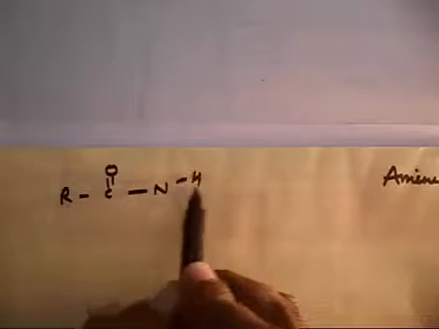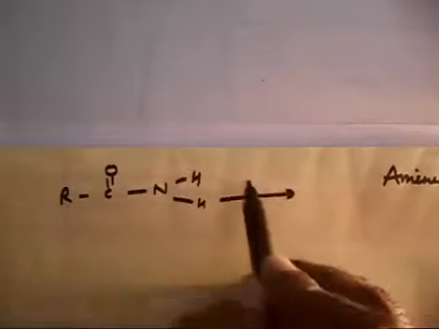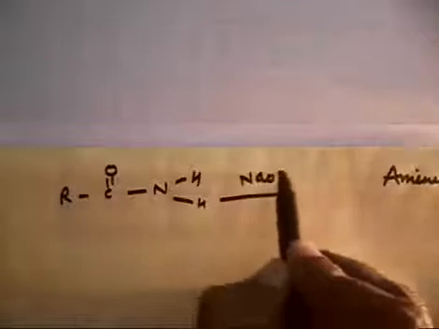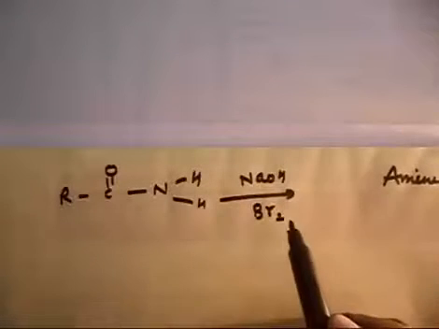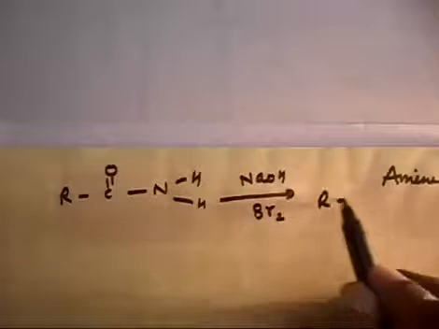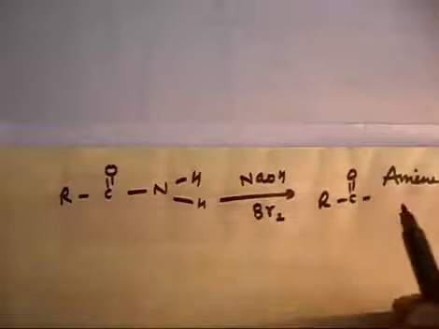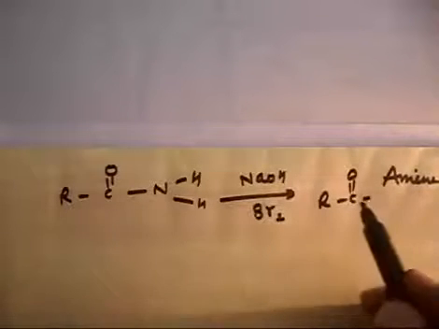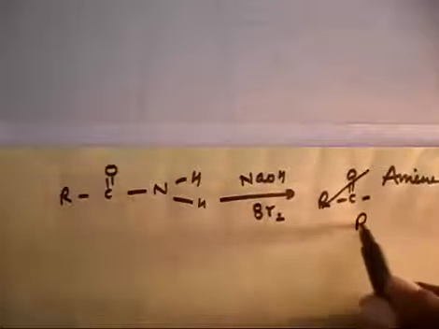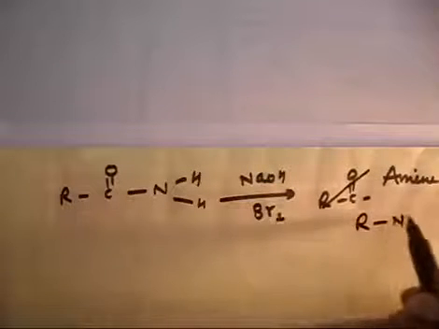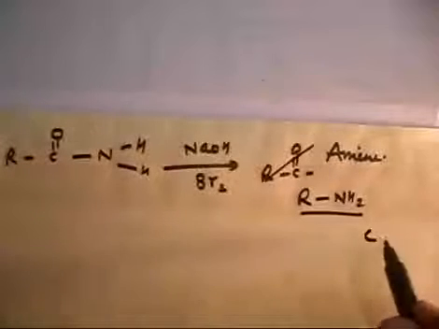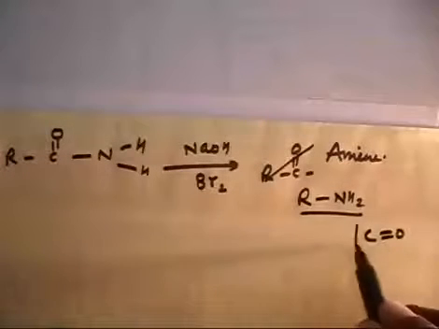So you have an RCONH2, and if you treat this compound with NaOH and Br2, you will get RNH2. CO is gone. So finally we'll get RNH2. This is the final product, RNH2. So the CO group is gone. You see, the CO group is gone.